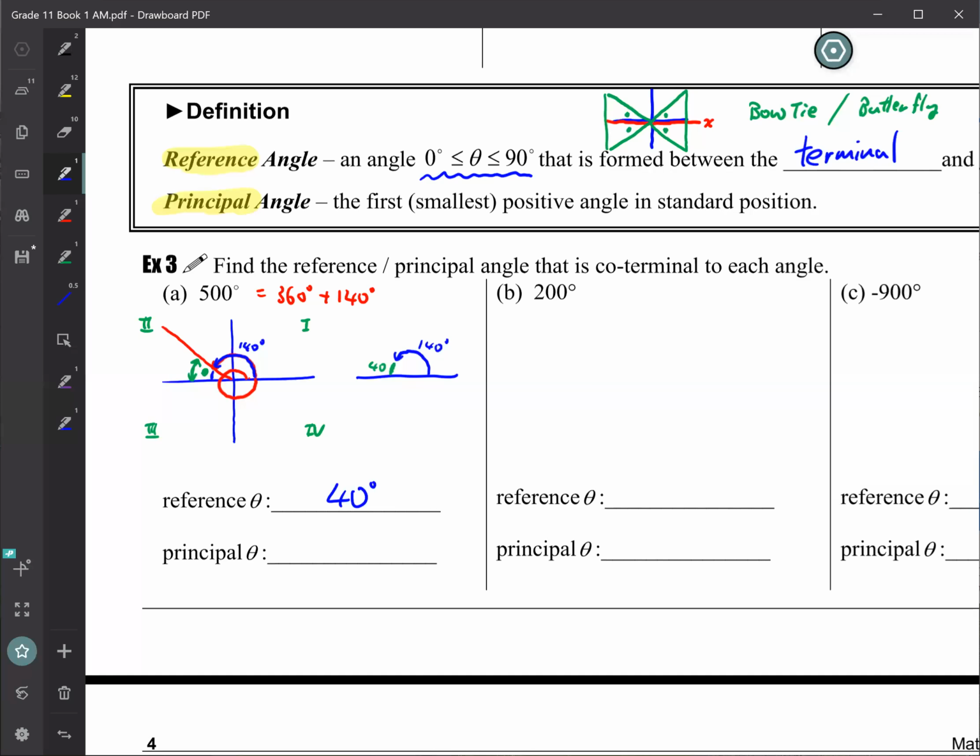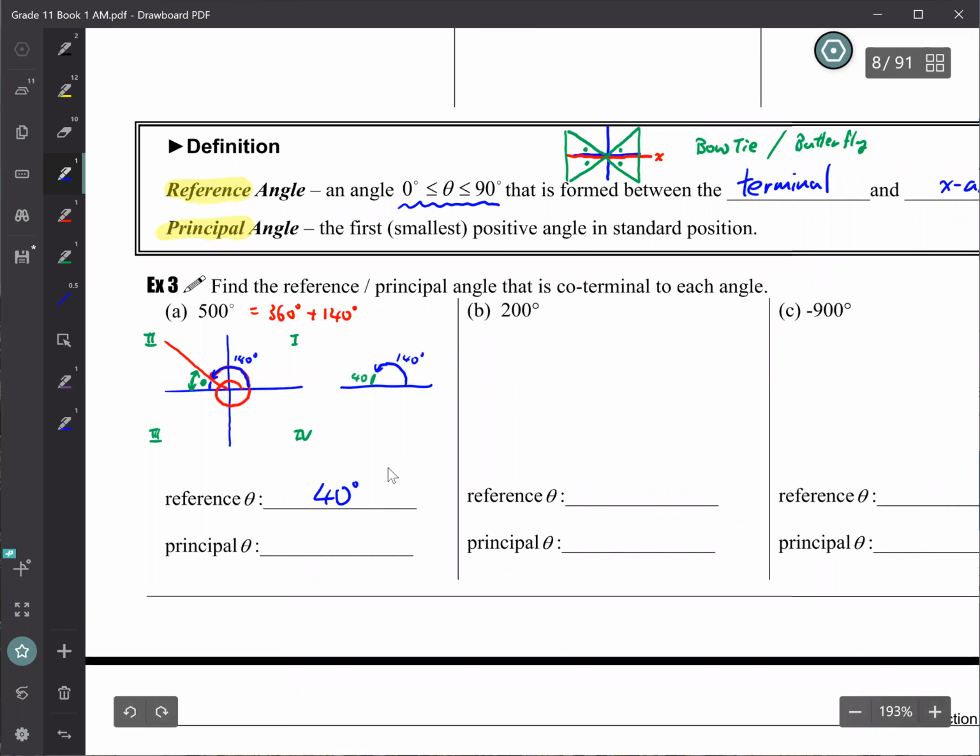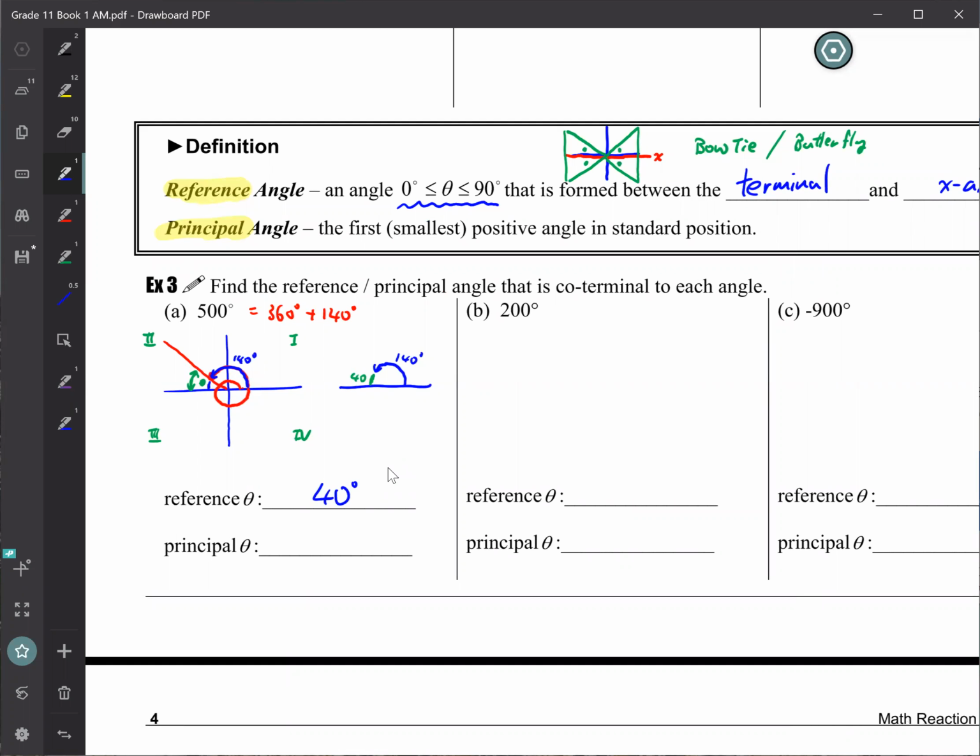Yeah. Okay, we are looking for the little slice that's between the terminal arm and the x-axis. We call that the reference angle. Okay, so any other questions? Why it's 40 degrees? Okay, so I would like you guys to do question B and C by yourself, just the reference angle now. So start by drawing the picture, and then you can put a dot on the reference angle and write down the value, okay?